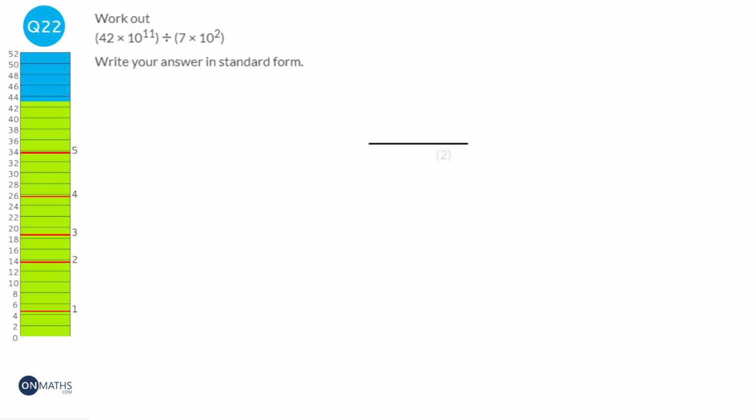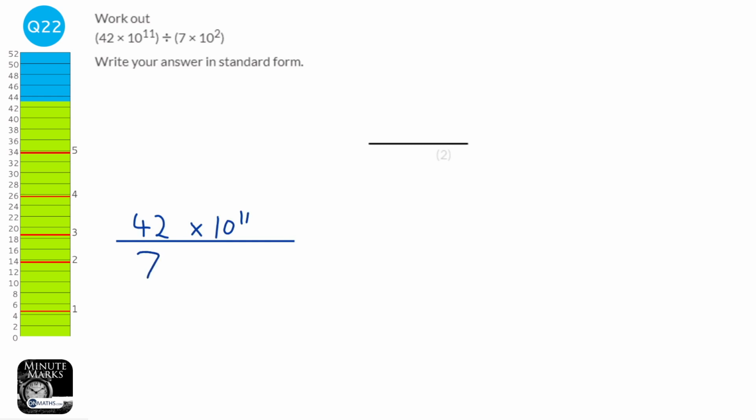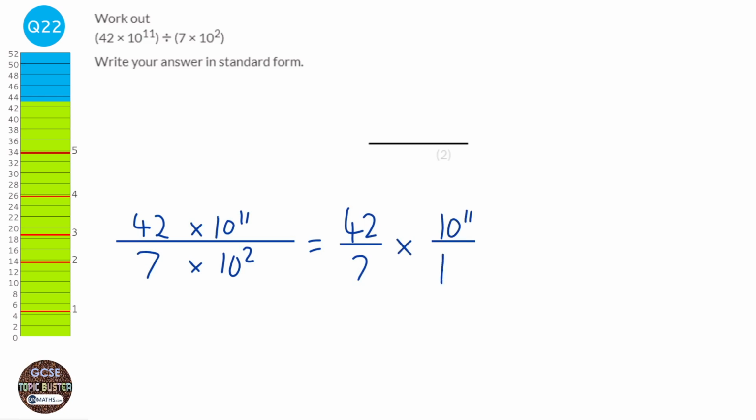First thing I can do with this question is write it as a fraction, because divide just means over. So we're going to have 42 times 10 to the power of 11 over 7 times 10 to the power of 2. And we can actually split those fractions up, so we've got 42 over 7 times 10 to the power of 11 over 10 to the power of 2. And you can see we're just doing it separately.